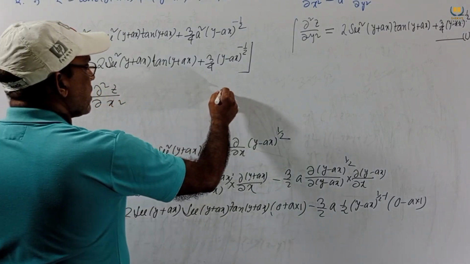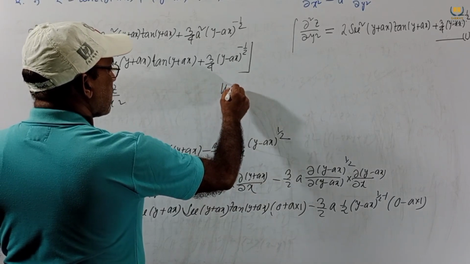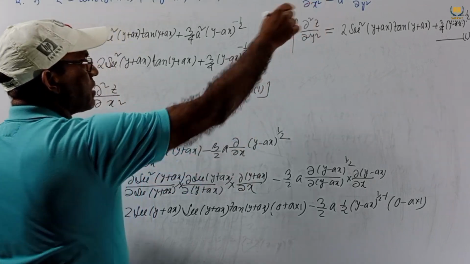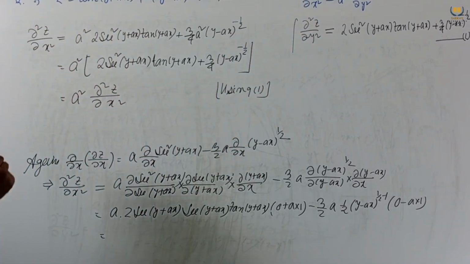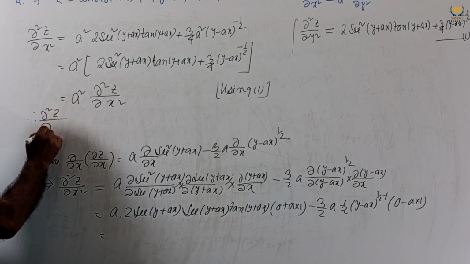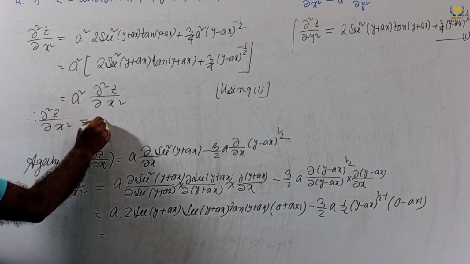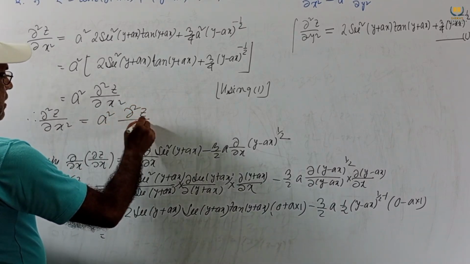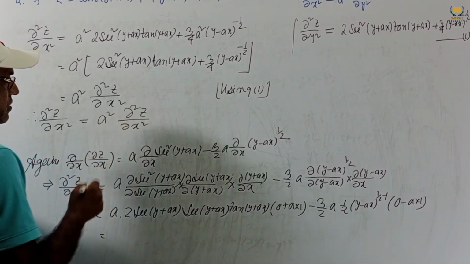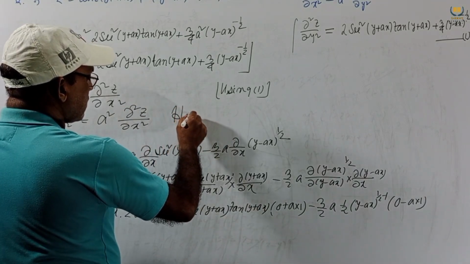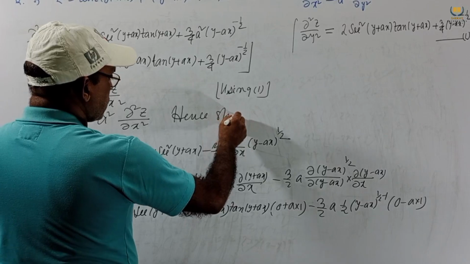This is using result 1, this one. We get this. So what we get finally, ∂²z/∂x² equals a² ∂²z/∂y², and this is the proof, hence shown.